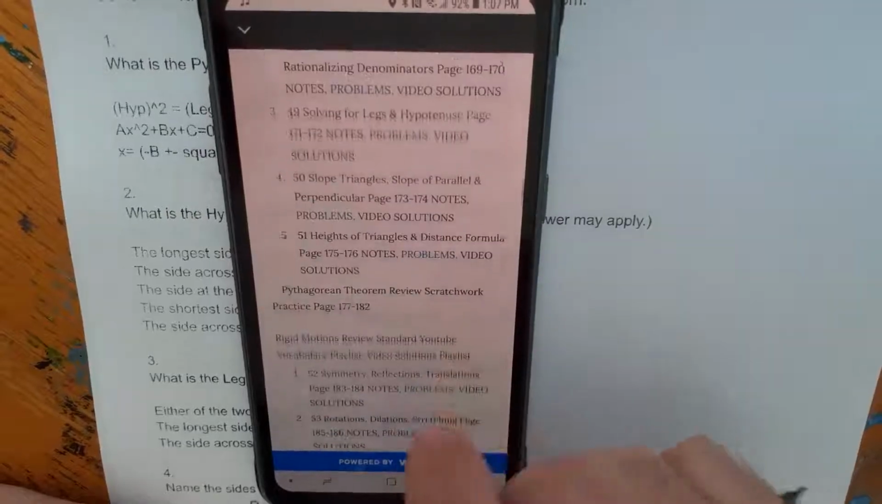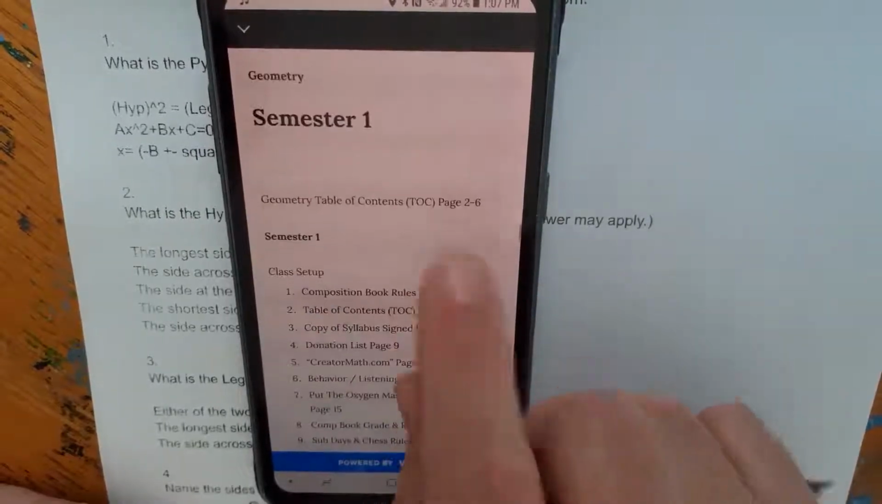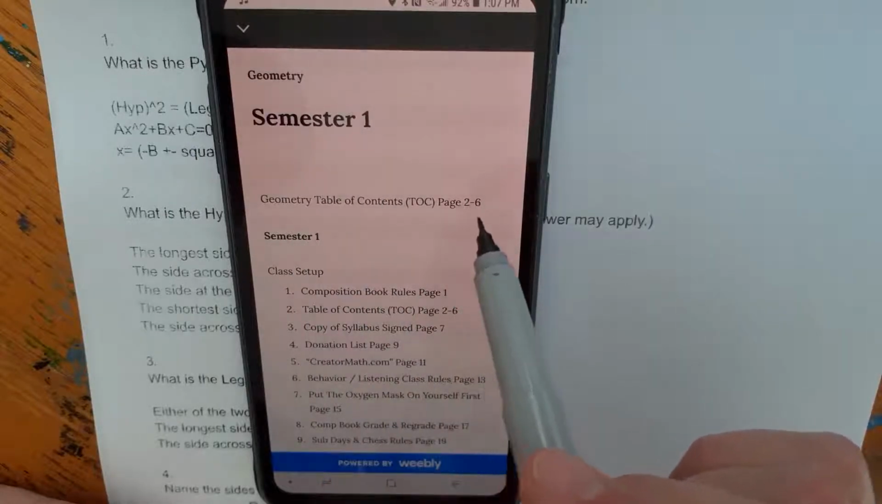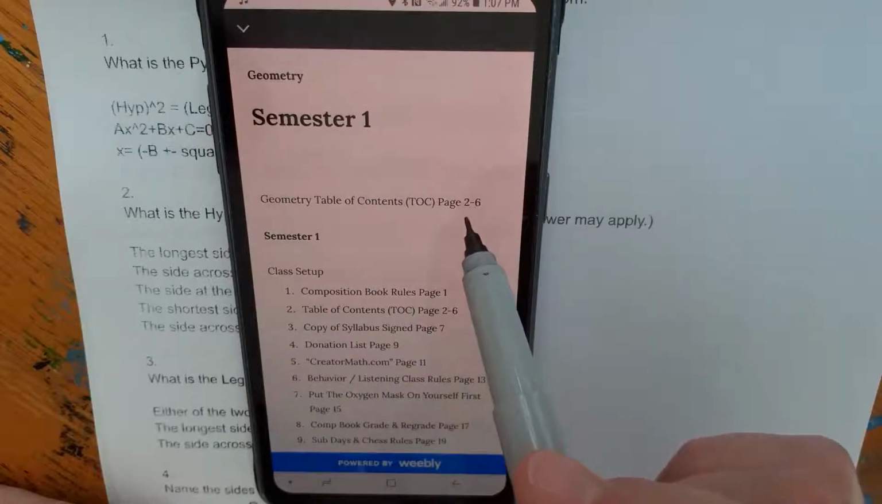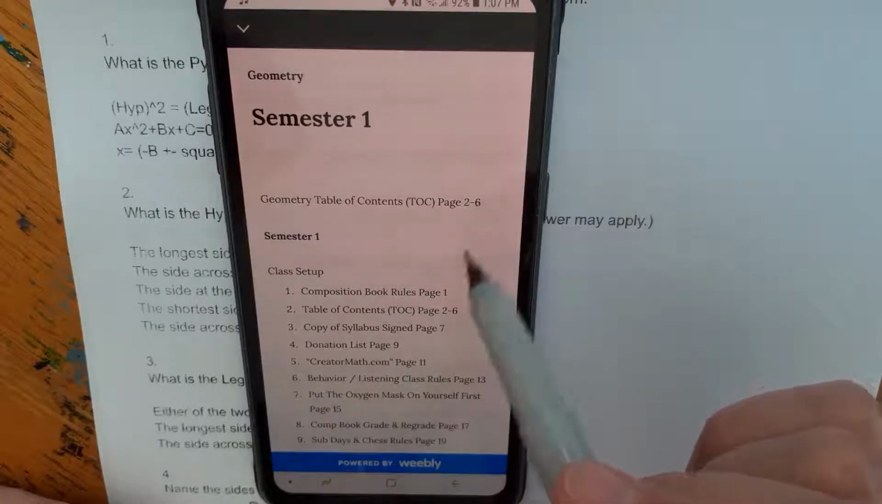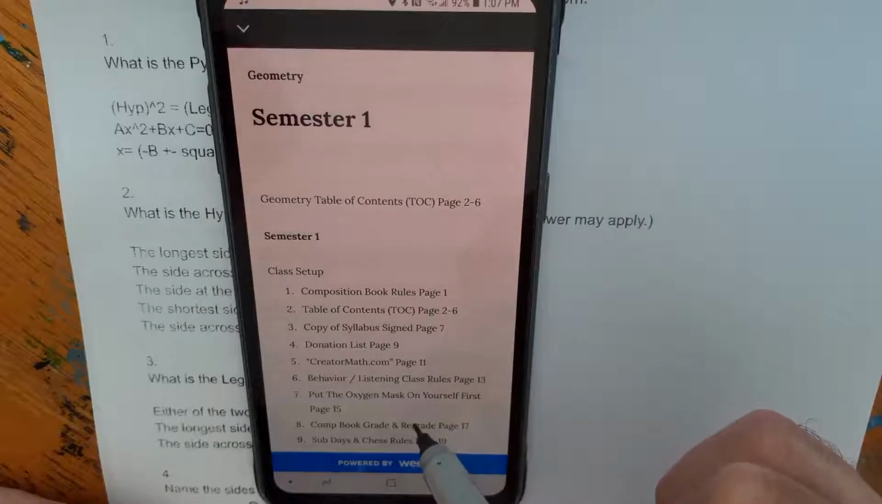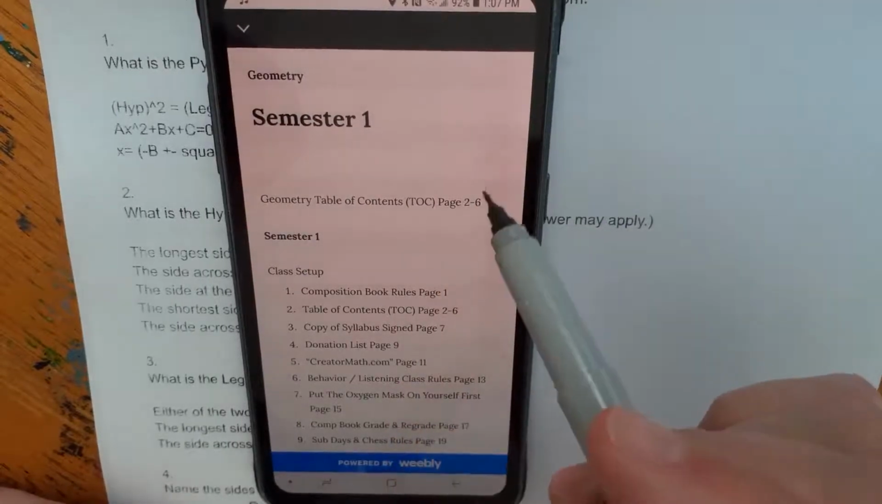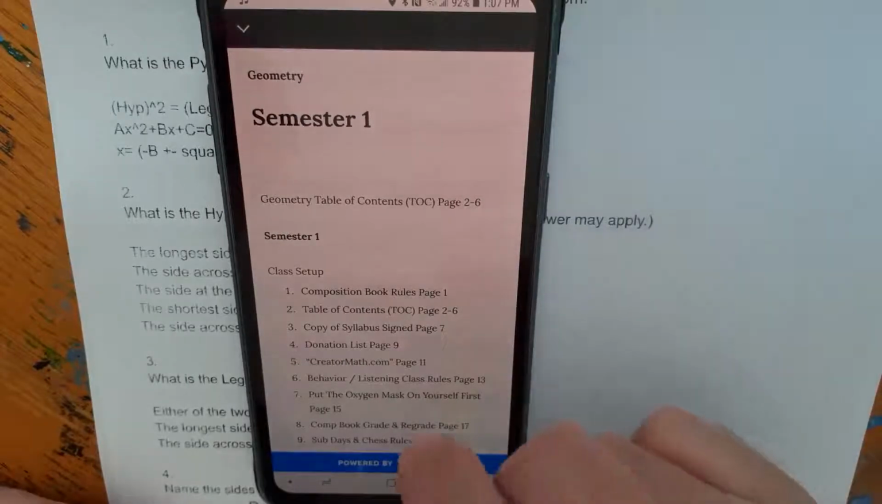Next, we're going to find the right semester. That's important. Match up the semester you're in. For this video, it's Semester 1, and it's the table of contents. This needs to be written on pages 2 through 6 of your composition book. See the examples if you don't understand what that looks like, but it's about 3.5 pages long, and it tells you where everything in the comp book goes. So if you don't have that written into pages 2 through 6 of your composition book, please stop what you're doing now and go do that.